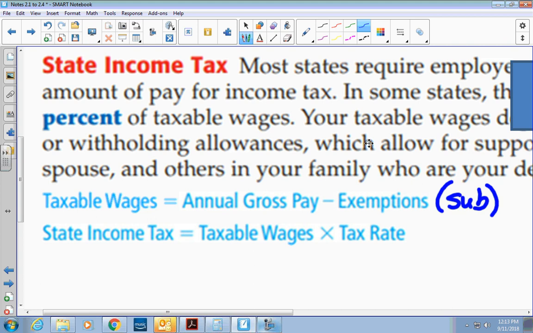Then we figure out how much tax we're going to pay. Once we find out the amount of money we're going to pay taxes on, we take that pile of money and multiply it by our tax rate, which is our percent. The reason you want to subtract out the exemptions is that it means less in taxes you have to pay. It's a good thing.